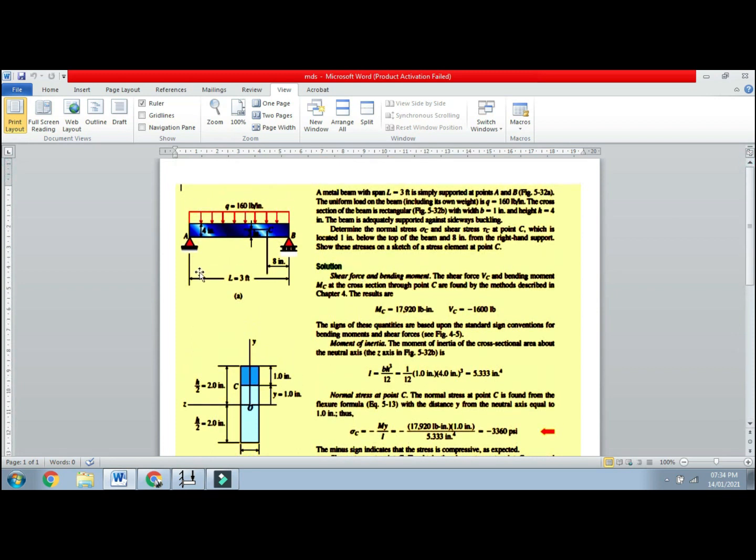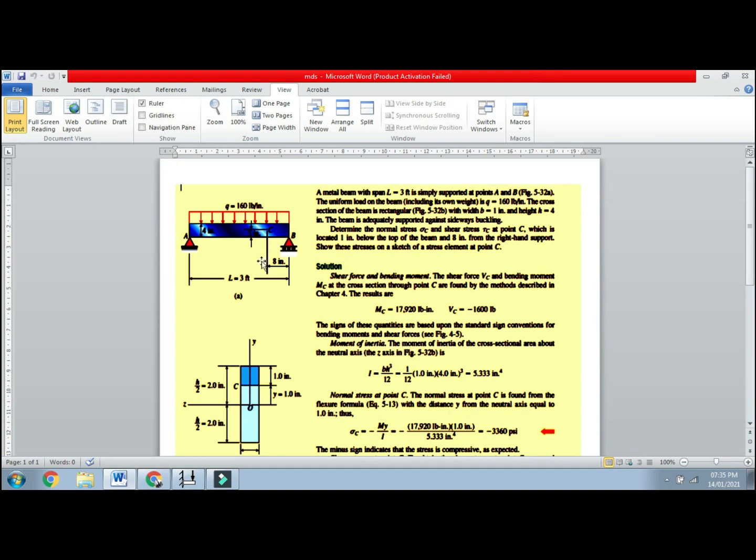If you just look at it, this is the point C. From the right support, it is 8 inches; this is the left support, this is the right. So 8 inches from the right support, which is 28 inches from the left, and it is located 1 inch below the top surface. So 8 inches and 1 inch is the coordinate of this point C. If you start from the left-hand support, it will be 28 inches and 1 inch.